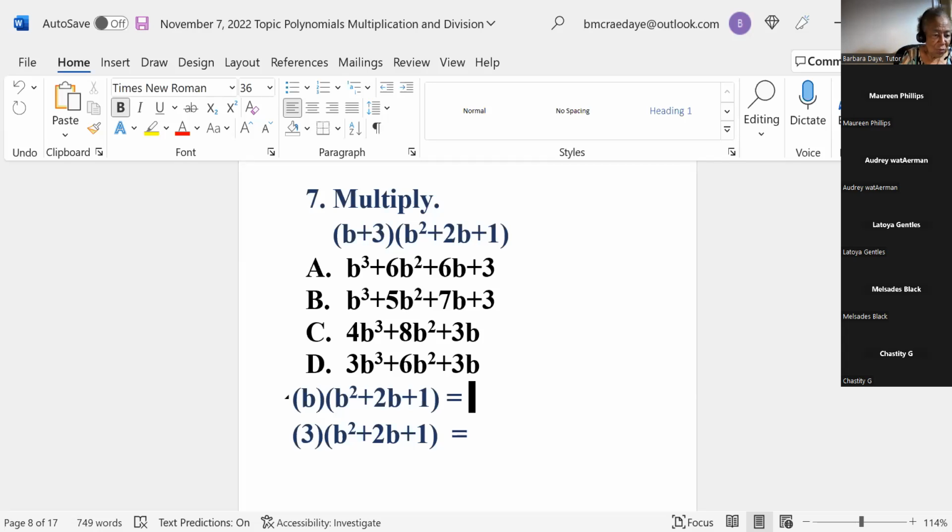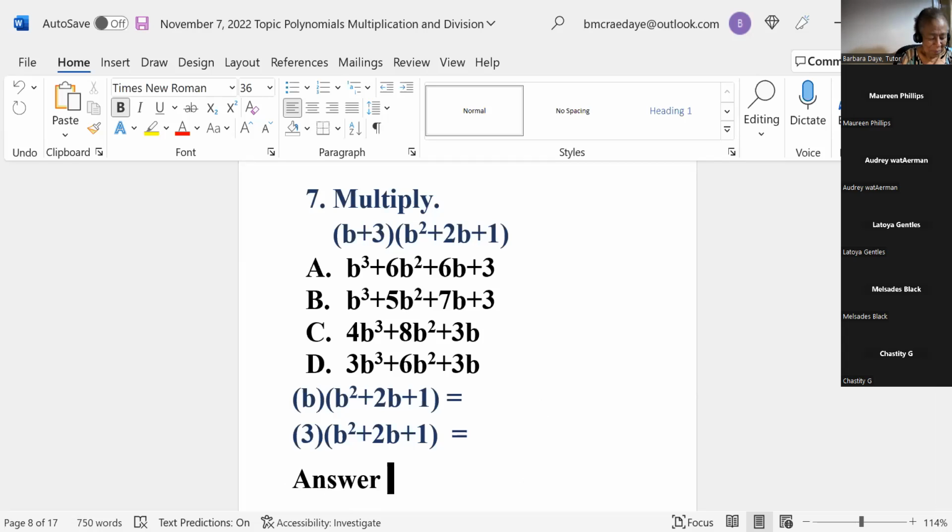Maureen, what do you get for this one? First multiplication. What did you get here? I didn't even do it this time. You're not doing it? I just figured out the answer. Maureen said she's figured out the answer. She doesn't have to multiply all this out. What is the answer? All right, Maureen, what's the answer?